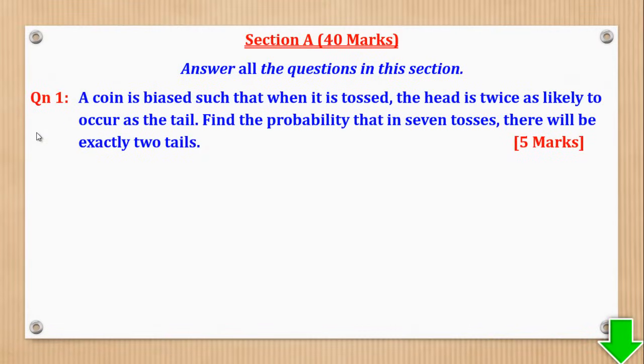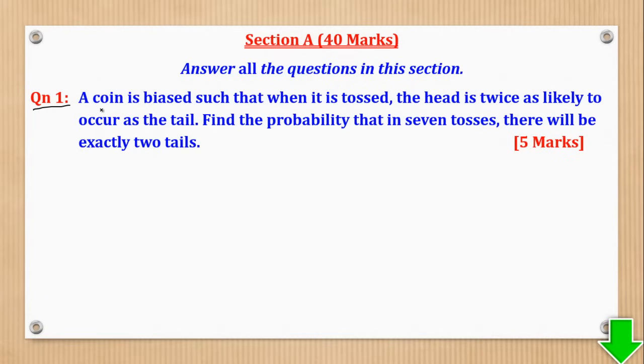So the paper contains two sections: Section A, where all questions are compulsory, and Section B, which contains 8 questions, and the student is supposed to answer any 5. But because this is a revision, we shall go through the entire paper.